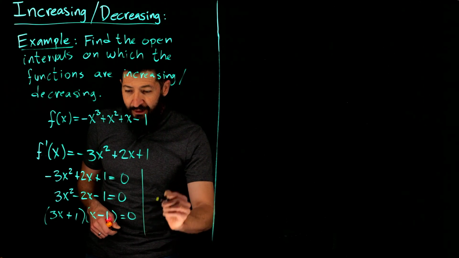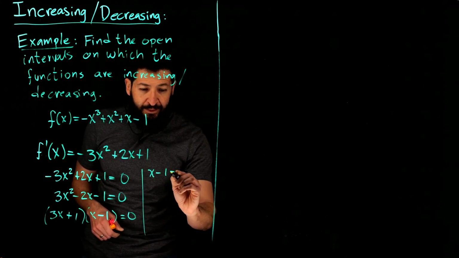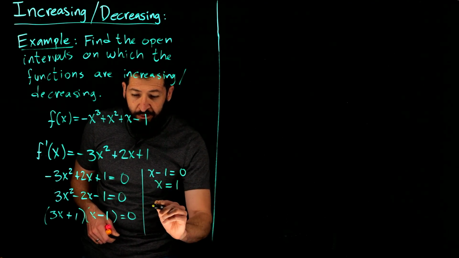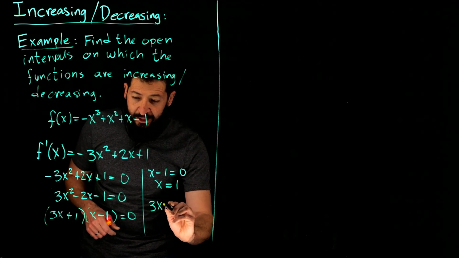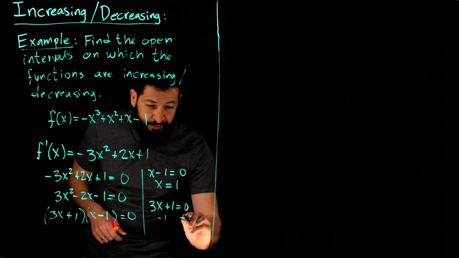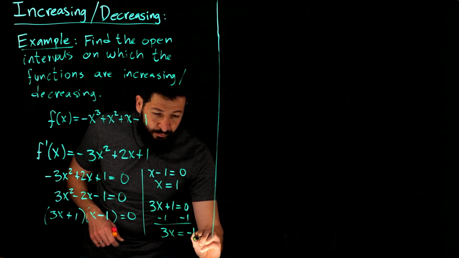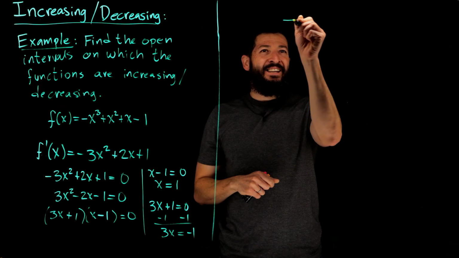Let me write them out. So for the first one, I get x minus 1 equals 0, from where I get x equals 1. That's going to be one critical number. And for the second one, or the one on the left, 3x plus 1 equals 0. From where I get, well, subtract 1 on both sides, 3x equals negative 1. And I divide by 3, I get negative 1/3.